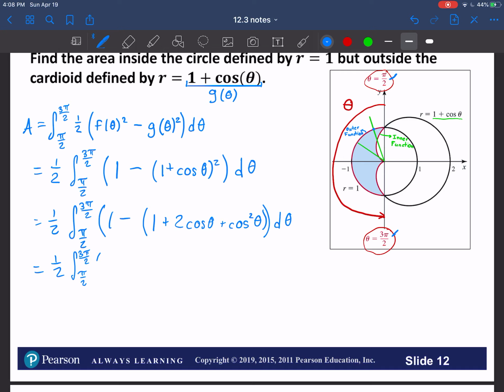All right, so simplifying, we have 1 and a minus 1, so those will cancel. We're going to be left with negative 2 cosine theta negative cosine squared theta.